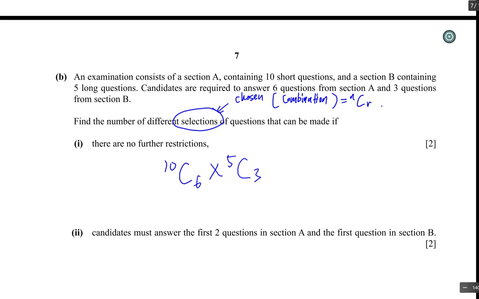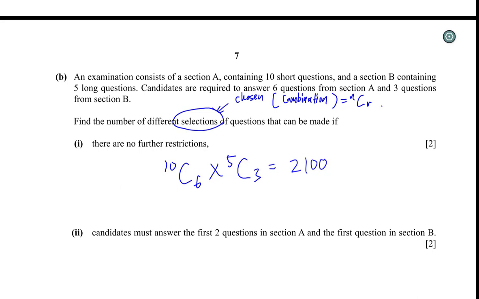Why do I use multiply and not plus? Let me say it one more time here. When I do plus, that means I can do either 6 questions or 3 questions, means I can choose all. But in this case, because in total you need to solve 9 questions, right? So it's an and. When it's an and, you do multiply. You cannot do plus. Alright, so use a calculator to solve it. So 2100.